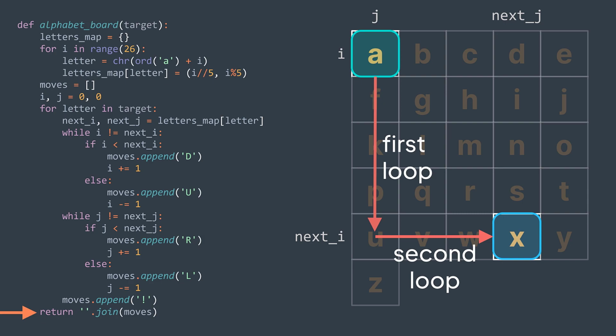By the way, if you're wondering why I didn't directly make a string of moves, it's because adding a character to a string in Python creates a new string, which would slow down the process by doing it at each move. Now you may think that we solved the problem, but we have edge cases.